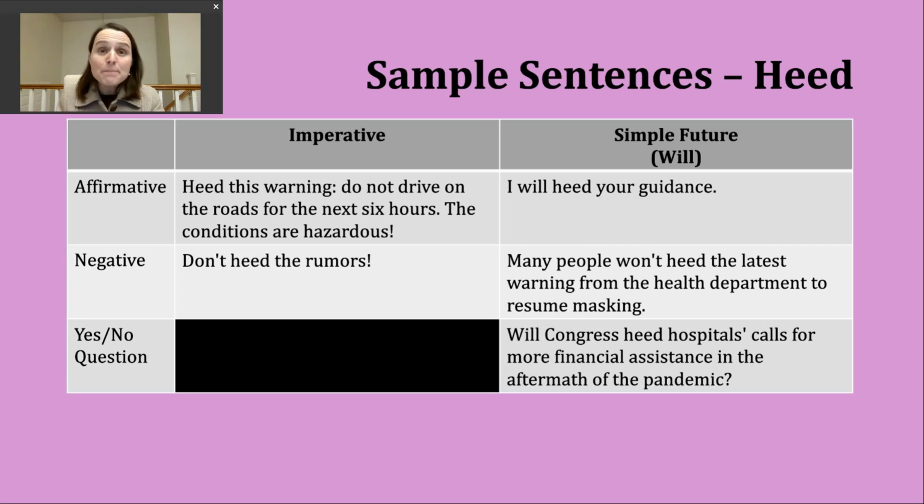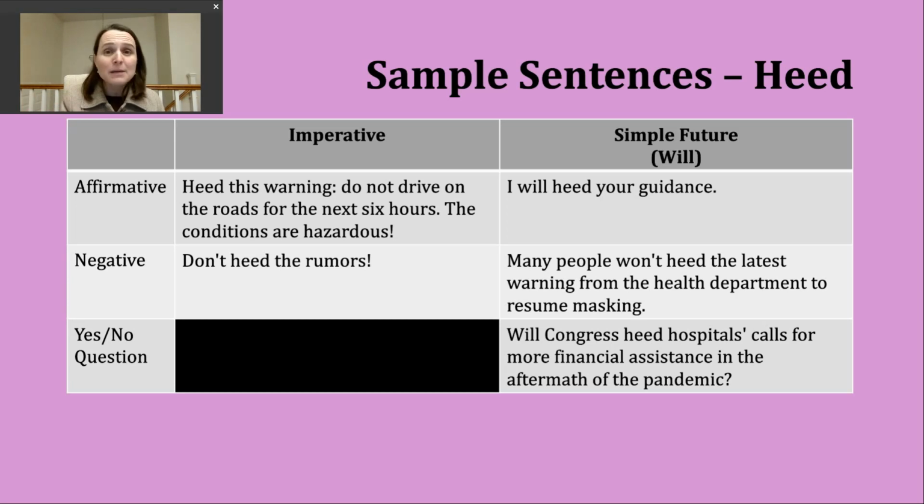So in both the affirmative or the negative, you can add the word please either to the beginning of the sentence or the end, but not in both places, just one. And that can soften it, make it a bit more polite. Okay? You're going to notice from the dark black box on my screen, there are no questions in the imperative.